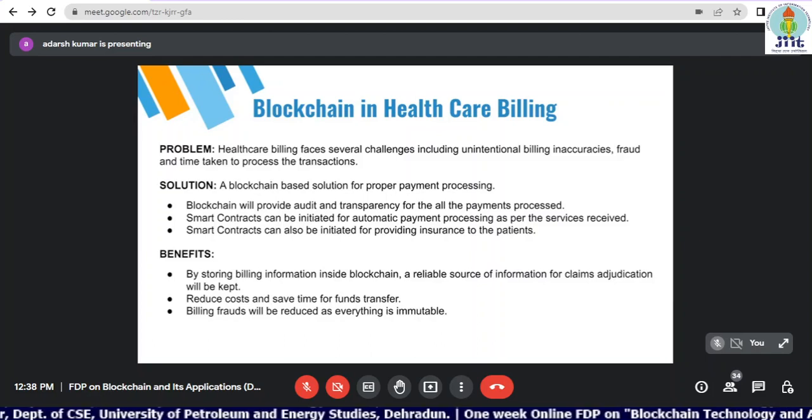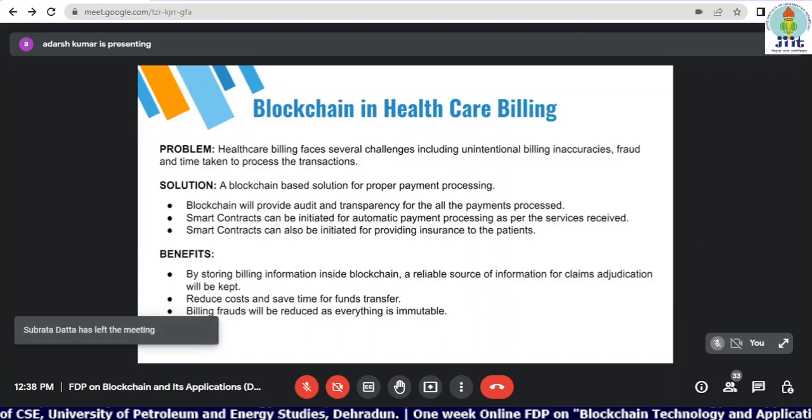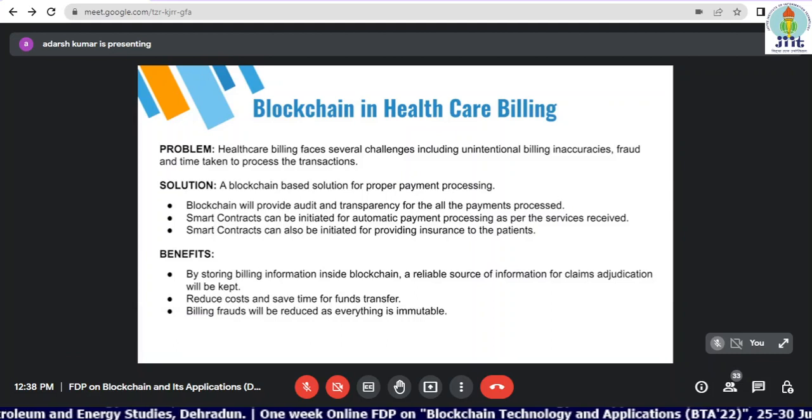Then a smart contract can be initiated for automatic payment processing. If there is an insurance-based company, and your bank account or your wallet is linked with the healthcare system, the amount will automatically be deducted based on the smart contract, or based on the fee recommended by the regulatory or the medical board.